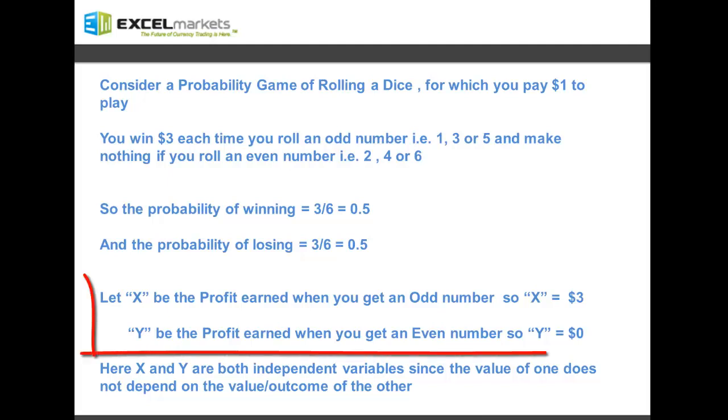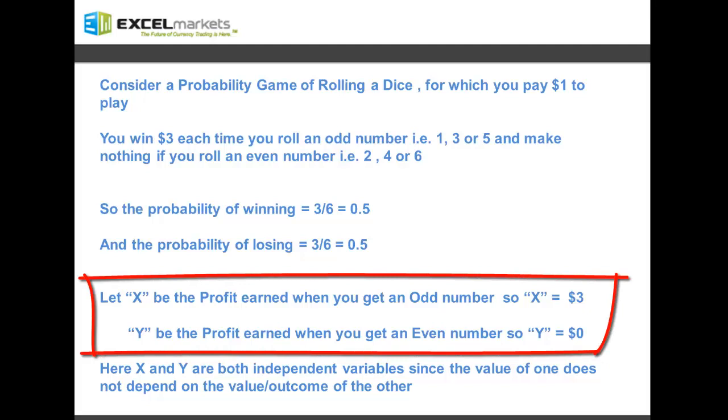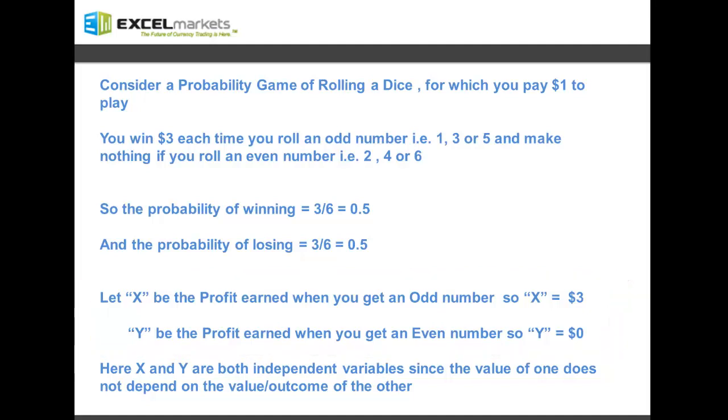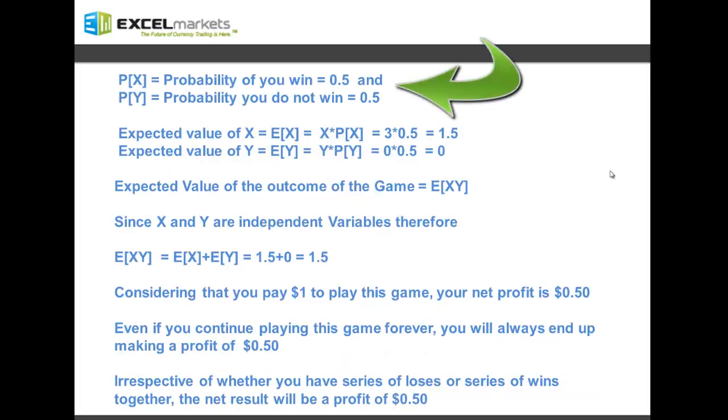Let X be the variable that represents the profit earned when you get an odd number. So the value of X is $3, while Y is the profit that you earn when you get an even number, which is 0 as you earn nothing when you roll an even number. Here X and Y are both independent variables, as the value of one does not depend on the value of the other. Here P(X) denotes the probability of getting the value X, which is the profit that you earn when you win. Therefore, P(X) is equal to 0.5, as we had discussed that the probability of winning or losing is the same as 0.5 in this game.